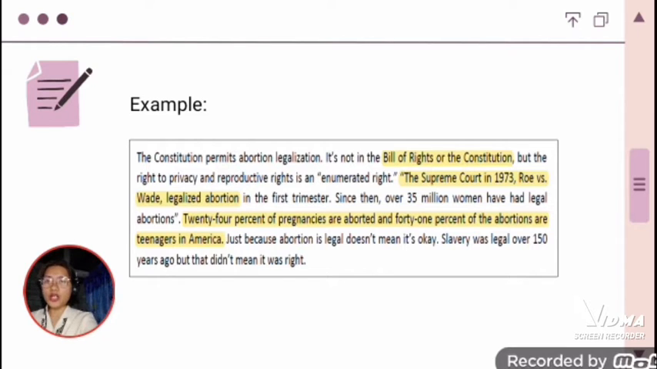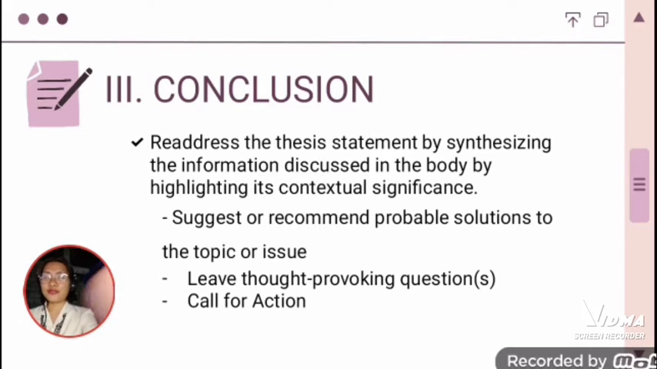We have here, so the author here tried to give some Bill of Rights or the Constitution as a proof or evidence with regards to the legalization of abortion. And also, he tried to add some statistical data that will help strengthen his stand regarding the issue or the topic, which is abortion. And after the introduction and then the body, we have the conclusion. So this is the concluding part.